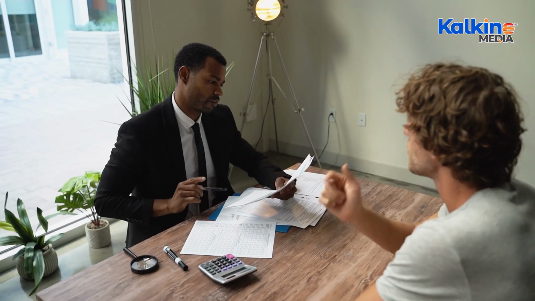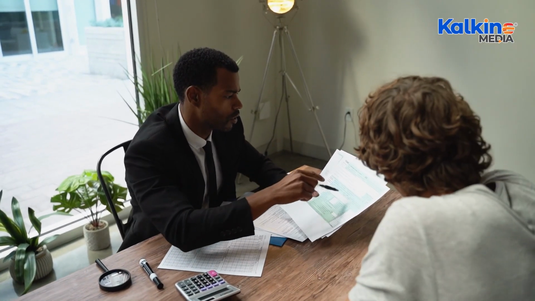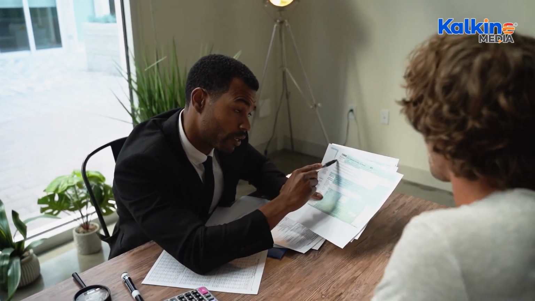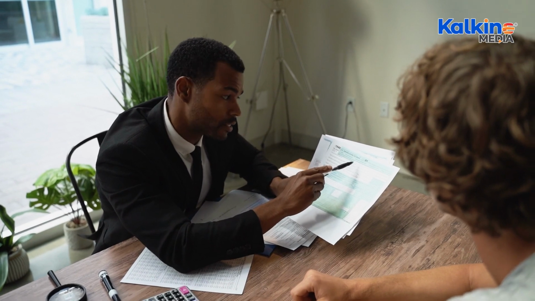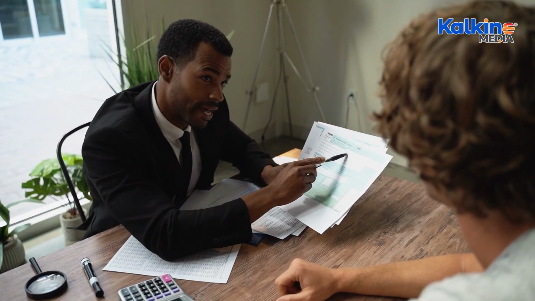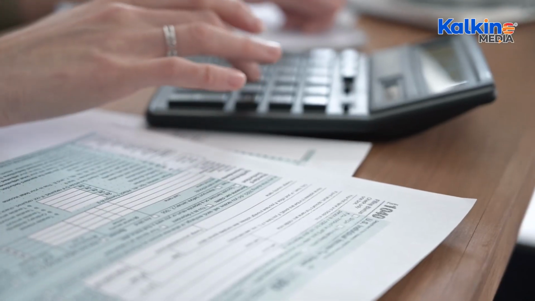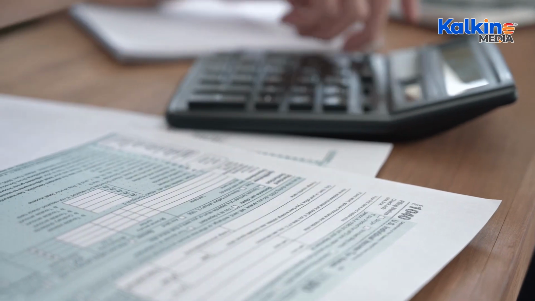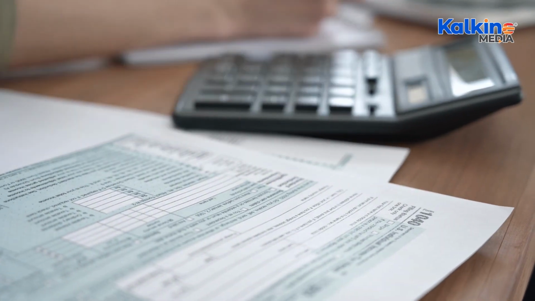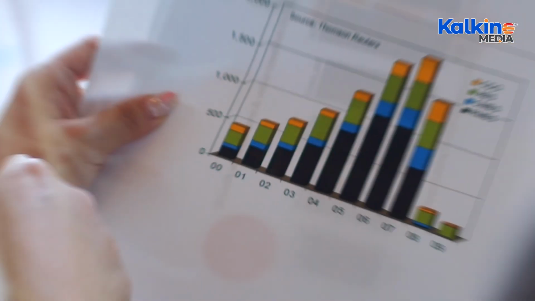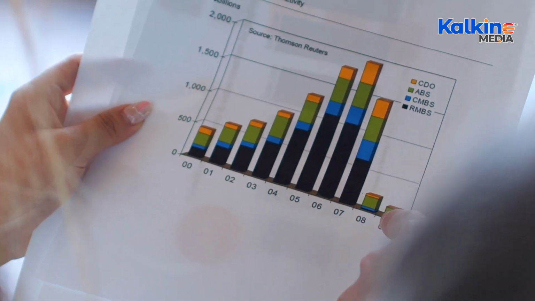A higher back-end ratio indicates that a large part of the borrower's income is tied up in debt payments, signaling higher risk, while a lower ratio indicates less risk. Typically, a back-end ratio should not exceed 36%, although exceptions are made for borrowers with strong credit, where a ratio of up to 50% might be acceptable.